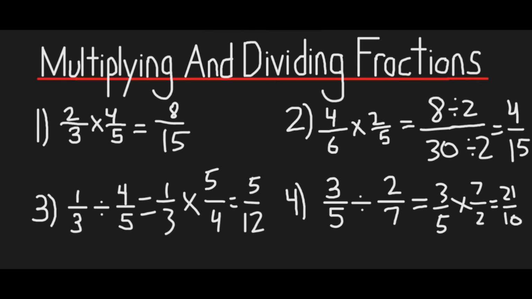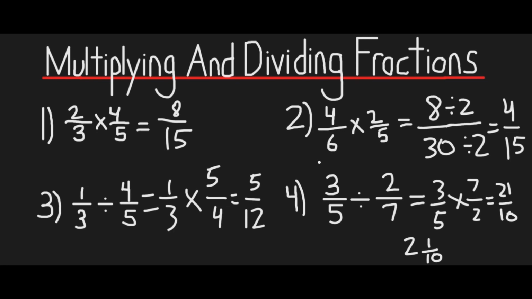Now, this is an improper fraction, so we want to think, how many tens are there in 21? That would be 2. There are 2 tens, which is 20, but we have 1 left over, which means we have 1/10. So our answer is 2 1/10.